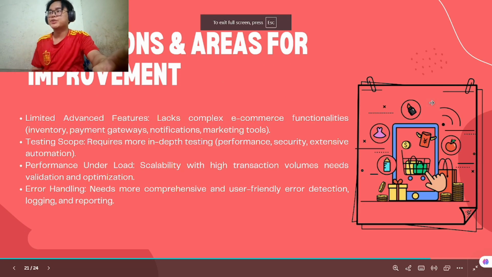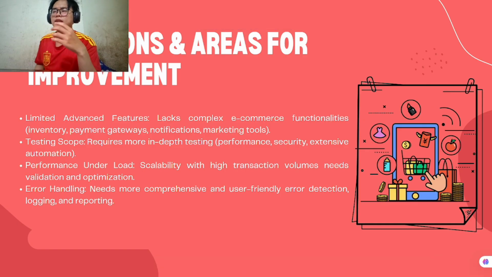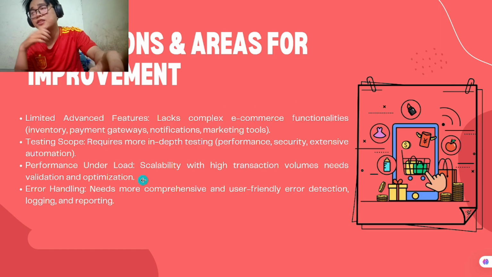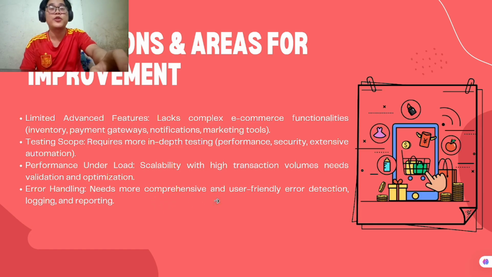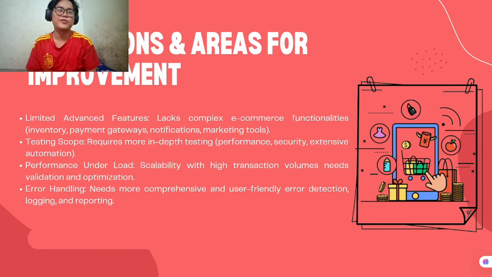move on next to limitations and areas for improvement. Limited advanced features, like lack of complex e-commerce functionalities, or testing scope that requires more in-depth testing. As you can see in the previous sections, there are still a lot of things that need to improve in my application, and the performance under load. Scalability with high transaction volume needs to be validated, and error handling needs more comprehensive and user-friendly error detection and logging reporting. That is, I need to improve my error messaging, so that when I make a mistake, it can appear easily.